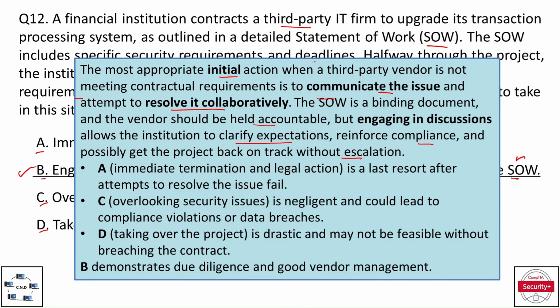Option A, immediate termination and legal action, is a last resort after attempts to resolve the issue fail. Option C, overlooking security issues, is negligent and could lead to compliance violations or data breaches. And option D, taking over the project, is drastic and may not be feasible without breaching the contract. So option B demonstrates due diligence and good vendor management.